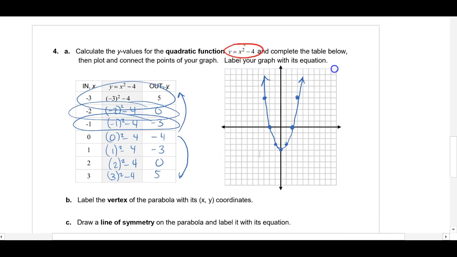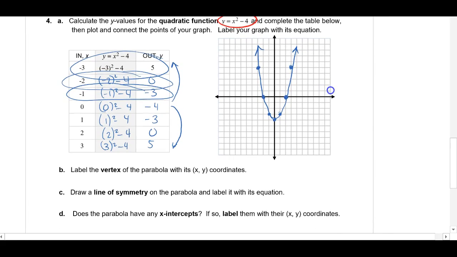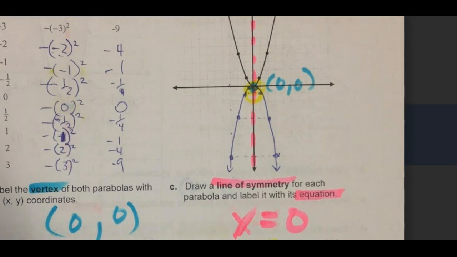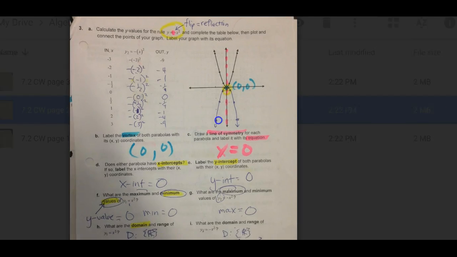Okay, now let's label our graph. Okay, so now, again, this is y equals x squared minus 4. What did you notice about what happened to the graph? Let's compare it to the first one. So x squared, let's go back to x squared.